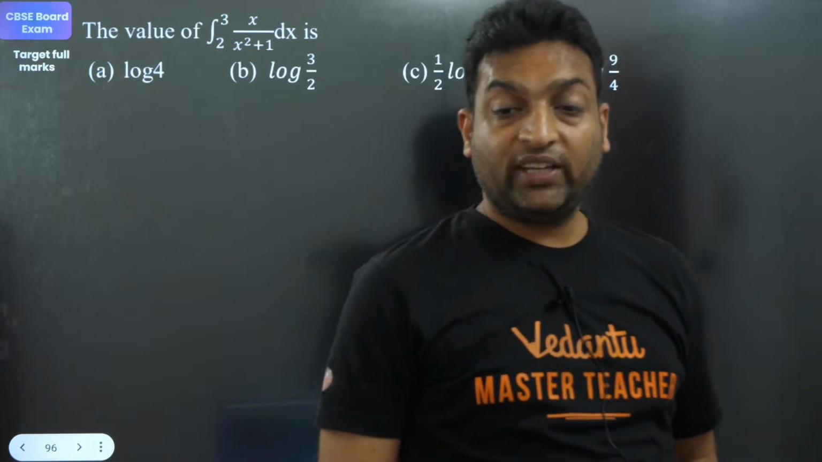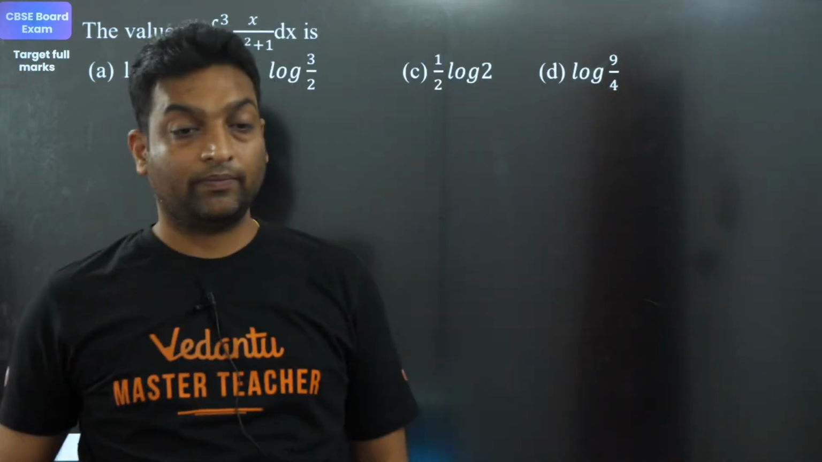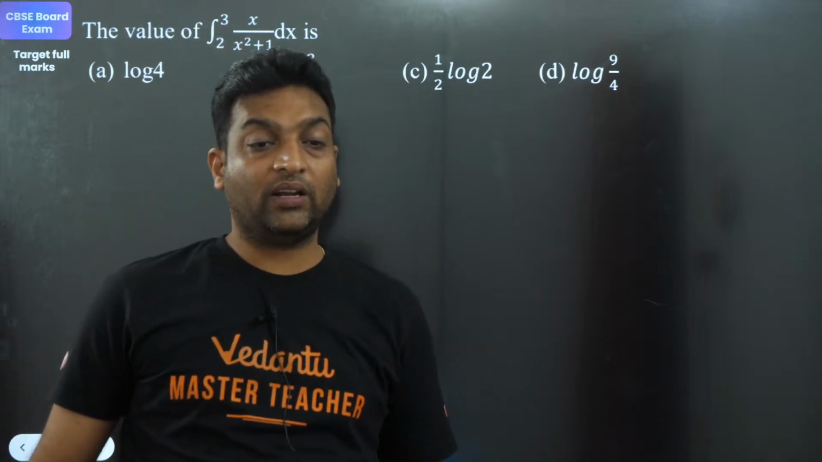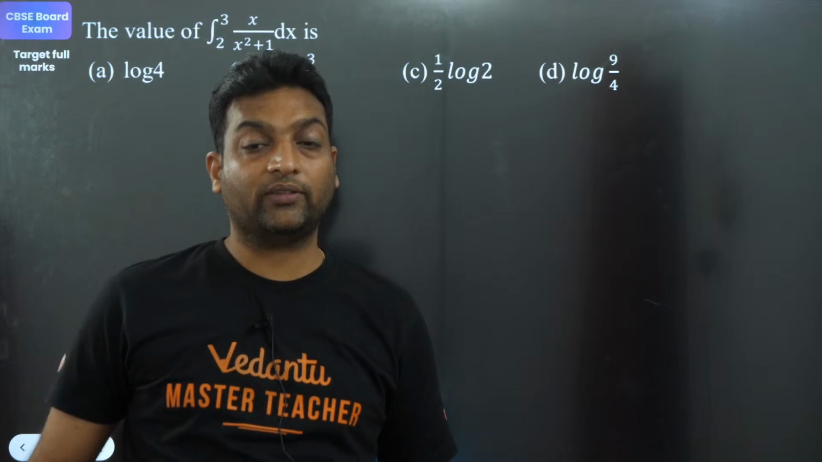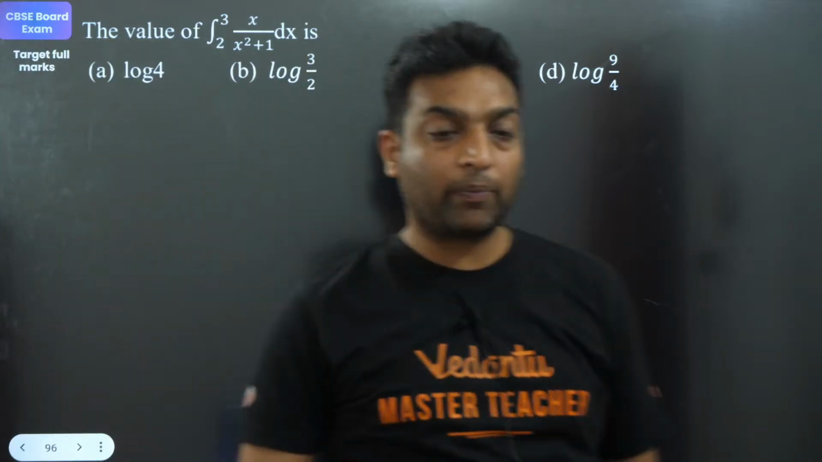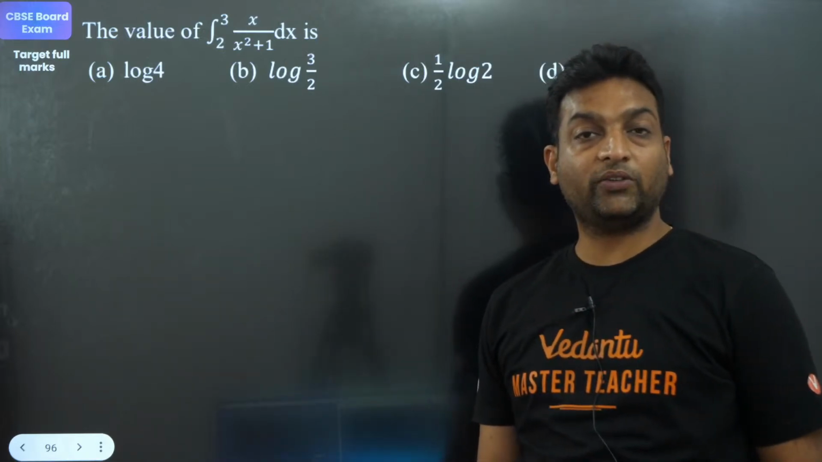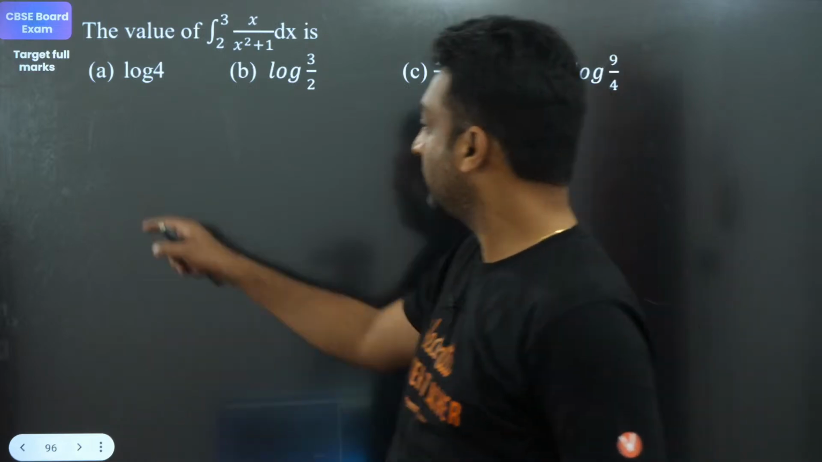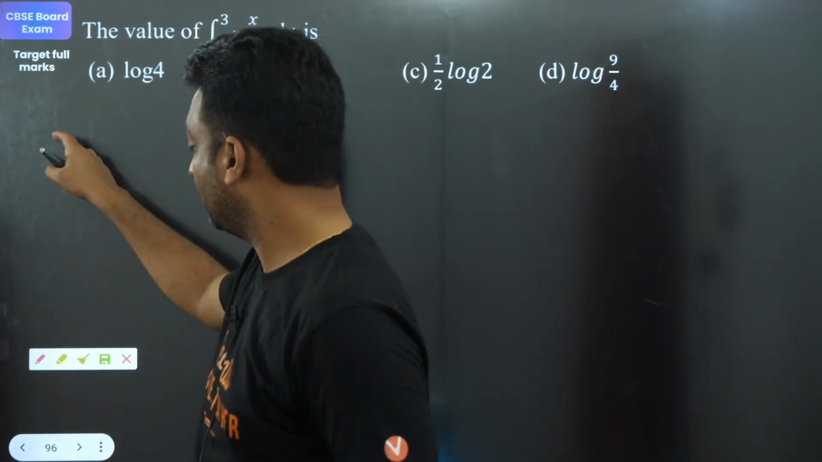Integral 2 to 3 x upon x square plus 1 into dx. What is the derivative of x square plus 1? 2x.